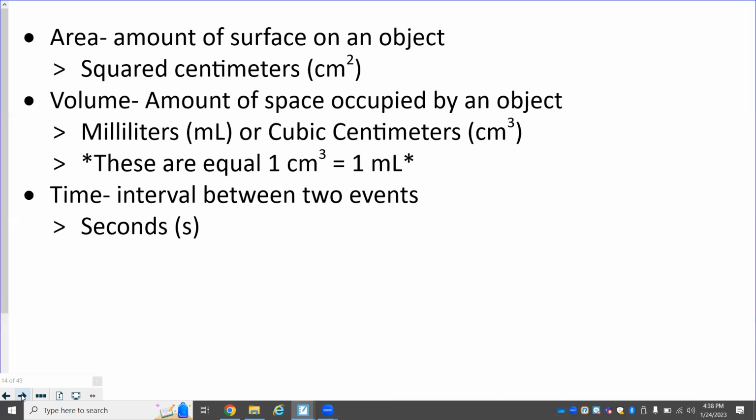And then also looking at time. This is the interval between two events. This could be how long it takes from putting the chemicals together to when you see a color change, or when bubbles stop, or something like that. But you do have those two reference points, the start and stop time that we're dealing with. Time does tend to be measured in seconds. But if it's a longer period of time, we can measure it in minutes or hours. For a lot of our time measurements, it will be in seconds overall.